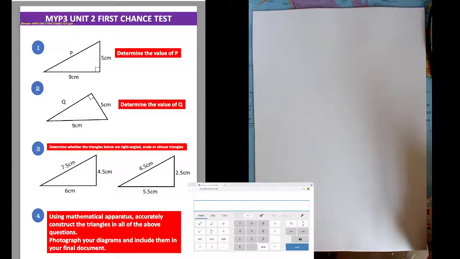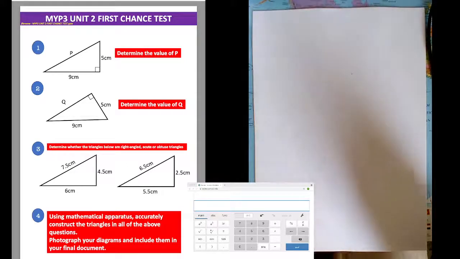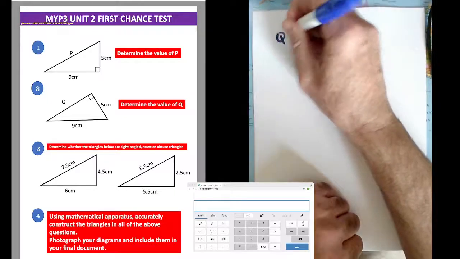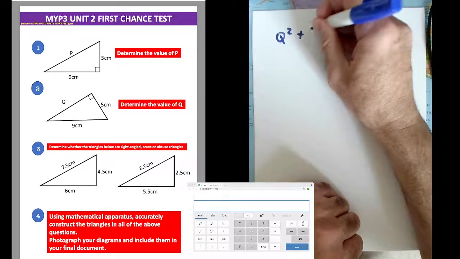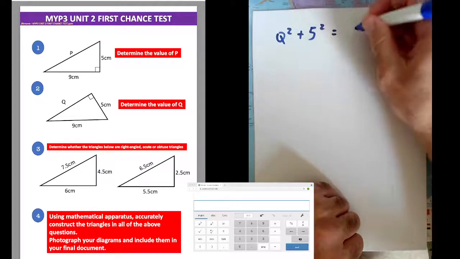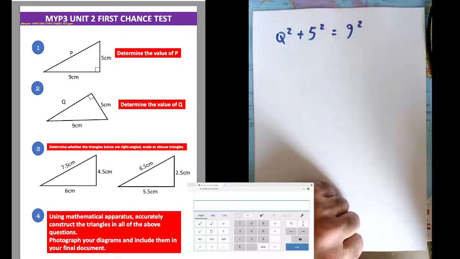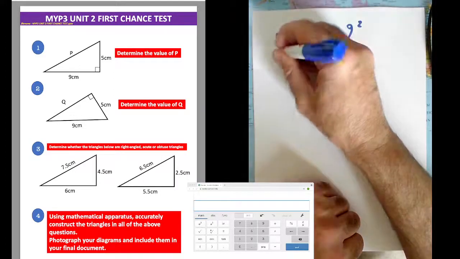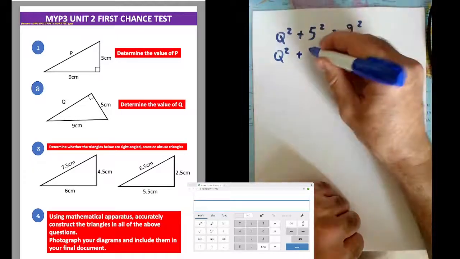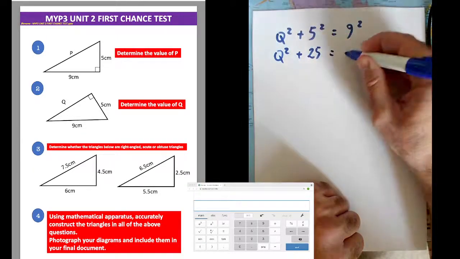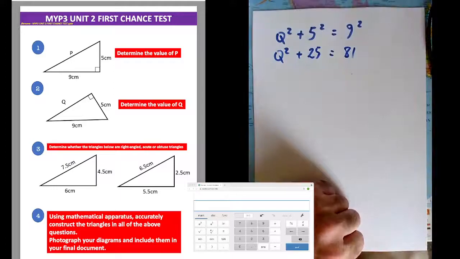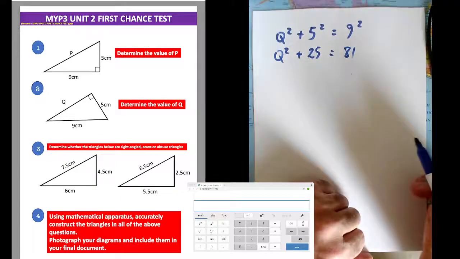This time, the missing thing, the Q, is one of the 2 shorter sides. And we know that because we can see the 9 opposite from the 90-degree angle. So the longest side is always opposite the 90-degree angle. So I'm going to write Q squared plus 5 squared equals the longest one, 9 squared. So Q squared plus 25 equals 81.